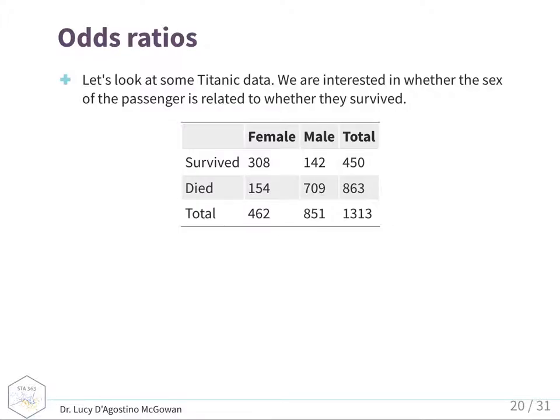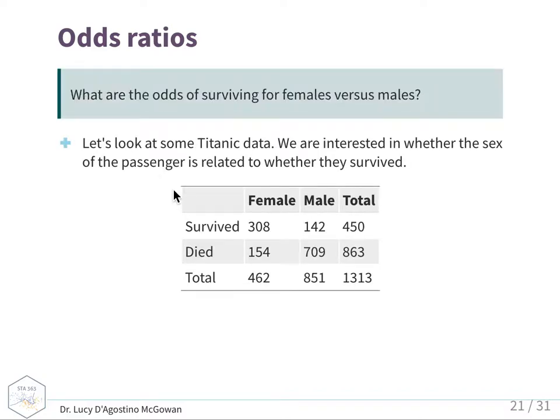Okay, let's look at some Titanic data. Here we're interested in whether the sex of a passenger is related to whether they survived. In my 2x2 table, I've got female and male, and I have survived and died. So what are the odds of surviving for females versus males?